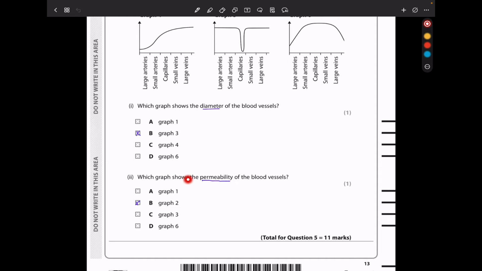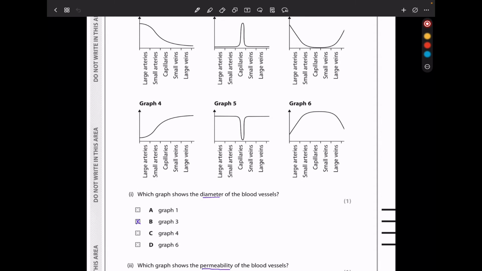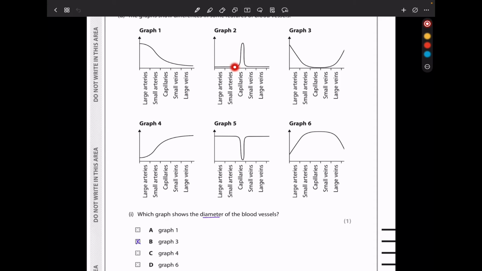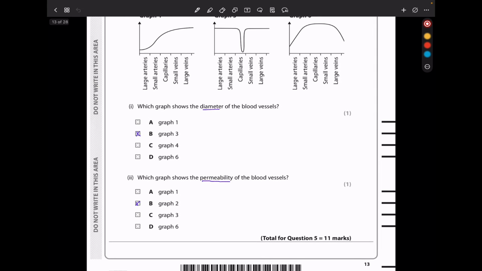And they say which graph shows the permeability of the blood vessels. I would expect graph 2 to be lower permeability, higher permeability in capillaries, and then lower permeability in the veins. So graph 2 is going to be the suitable answer for that. So this brings us to the end of question 5. Let's continue to question 6.